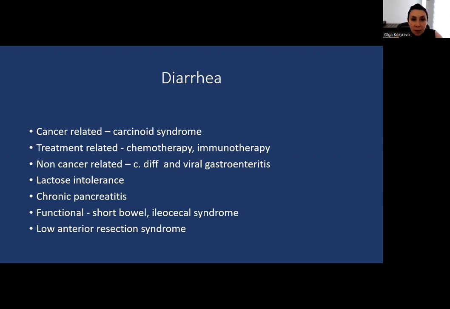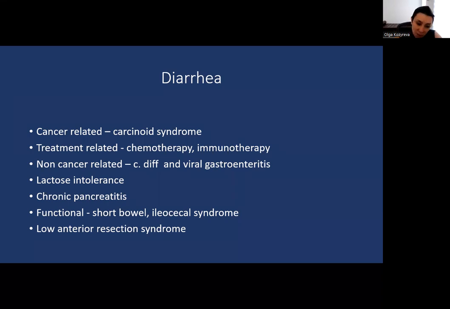Diarrhea can also be not cancer related, for example, Clostridium difficile colitis, pretty common, especially for patients who are hospitalized and treated with antibiotics. Viral gastroenteritis is common. COVID can present with diarrhea. Medication can give diarrhea as a side effect. Lactose intolerance is common, and it can be inborn or acquired. Frequently after chemotherapy, a patient can develop acquired lactose intolerance.